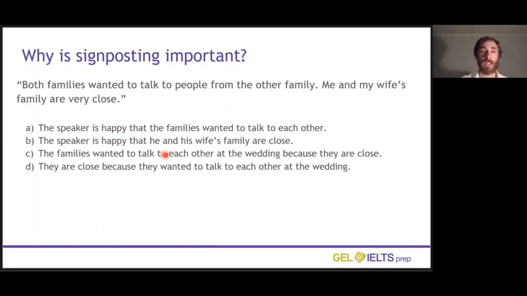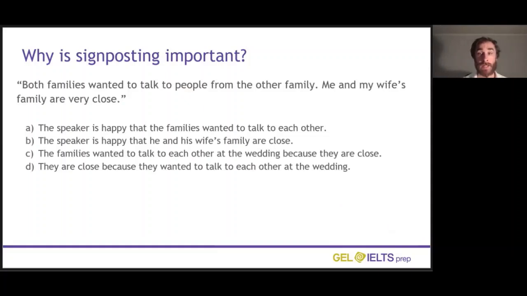C, the families wanted to talk to each other because they are close. Well, I can't see a cause or effect relationship here. And D, they are close because they wanted to talk to each other at the wedding. Again, I can't see any cause or effect or reason relationship between these sentences.